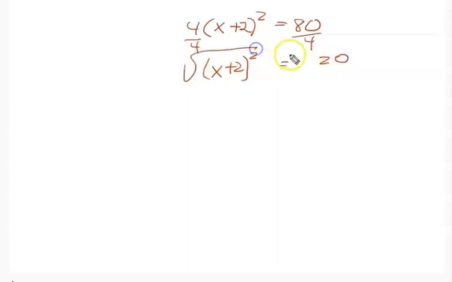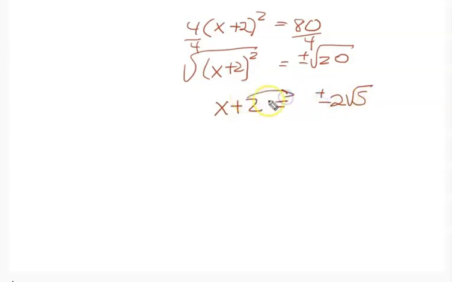Take the square root of this side, plus or minus the square root of 20, and we get x plus 2 equals, now if you recall, the square root of 20 was the square root of 4 times the square root of 5, which will become 2 the square root of 5 from a previous lesson, and that's plus or minus. Just transpose the 2 as a negative 2, and then that will be your answer here. So again, a rather useful technique when you have a binomial that's squared equals something.